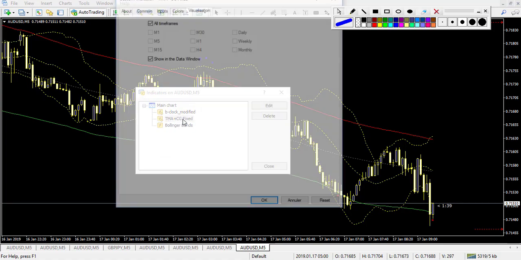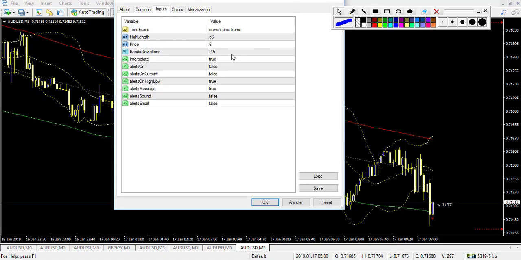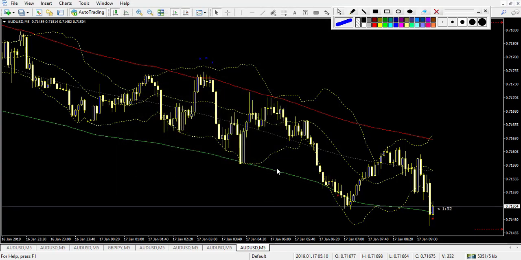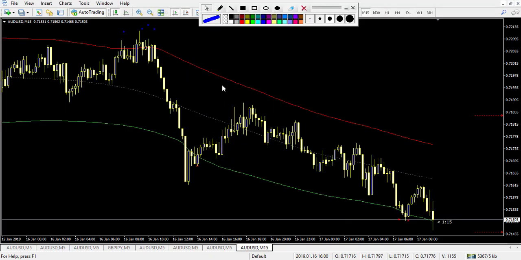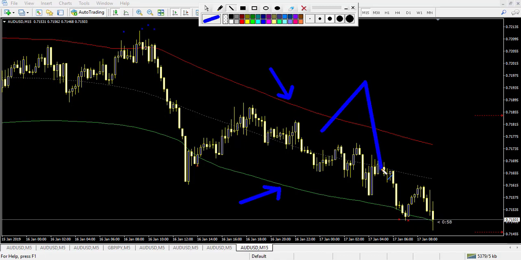And the TMA slope. I left the default setting, and that's it. So the TMA slope, let's look at it alone. Those two lines tell you when the price is overbought or oversold. It's like a rubber band. If price goes above, most likely it will bounce back and go towards the middle.